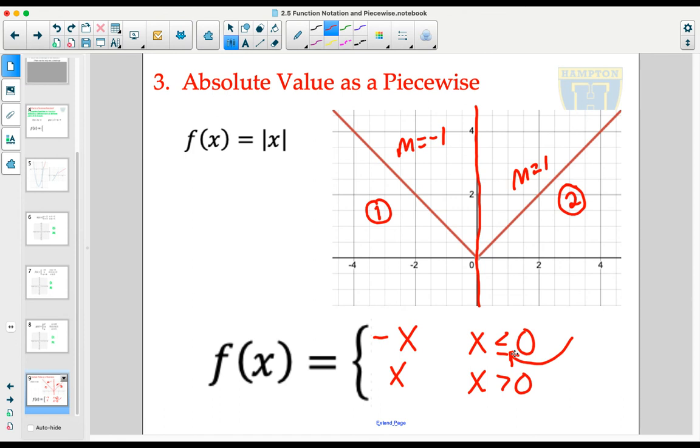But this graph, like I said before, was an obvious candidate to be split into two pieces, and you can do it by writing the equations of the two lines that make up the two halves of the graph.